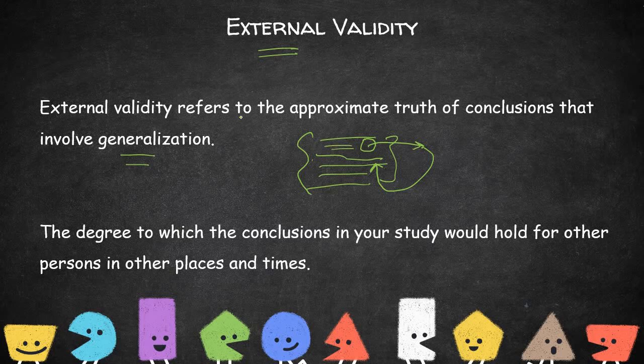So that's why it's an approximate truth about generalizing back to the population. So the question of external validity is the question of generalization. How well our study would hold for other persons in other places and times, this is the area of external validity.